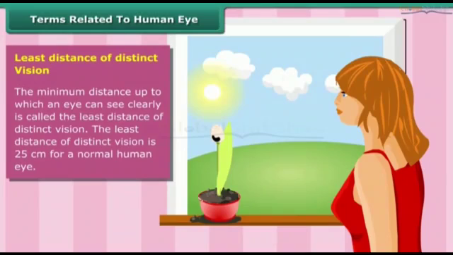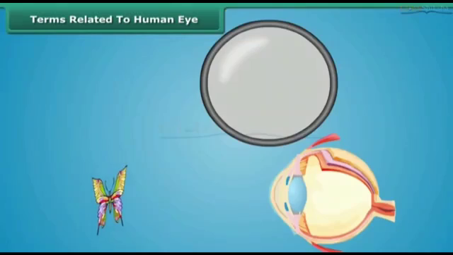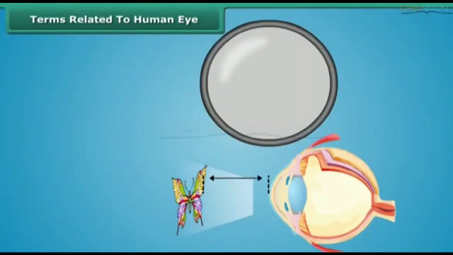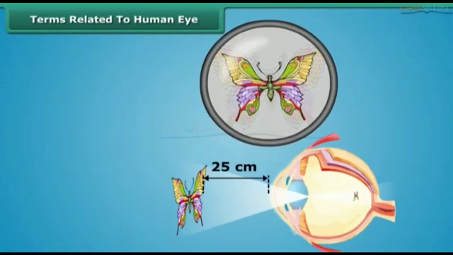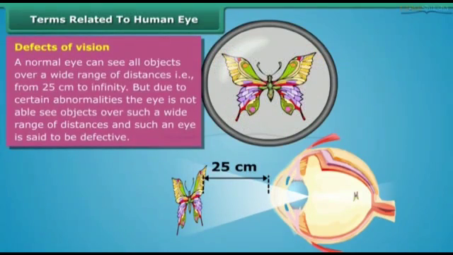Least distance of distinct vision. The minimum distance up to which an eye can see clearly is called the least distance of distinct vision. The least distance of distinct vision is 25 cm for a normal human eye.